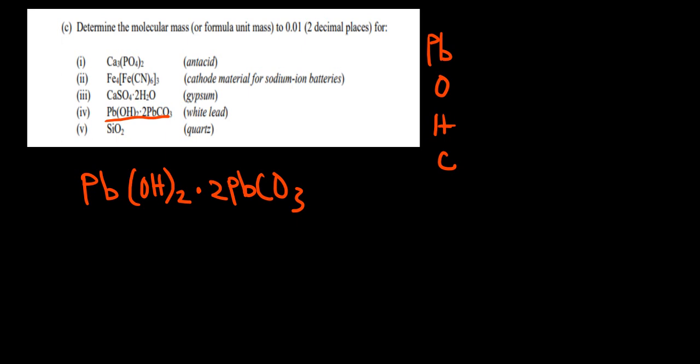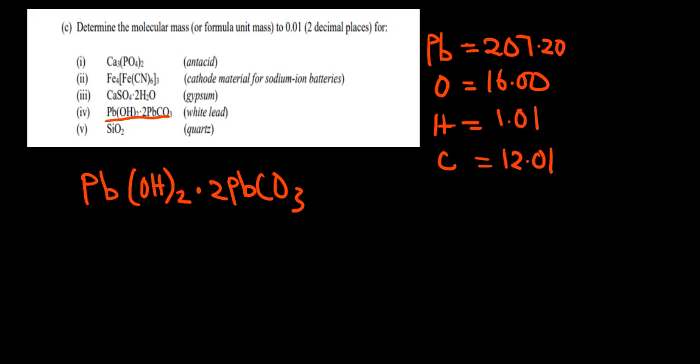Okay, so let's write down their molar masses. Okay, so for lead, its molar mass will be 207.20. Okay, and then for oxygen 16.00, for hydrogen it's 1.01, for carbon is 12.01. So those are the masses that we are going to work with.